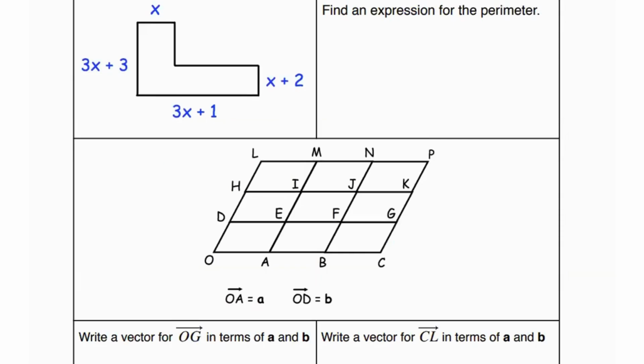The next question says, find an expression for the perimeter. So perimeter, like we said in the previous case, is the entire boundary of the shape. So if you notice, we don't have the boundary for this part, and we don't have the boundary for this part. All the other lengths are given. So for the pink part, what we'll do is we'll subtract x from 3x plus 1.